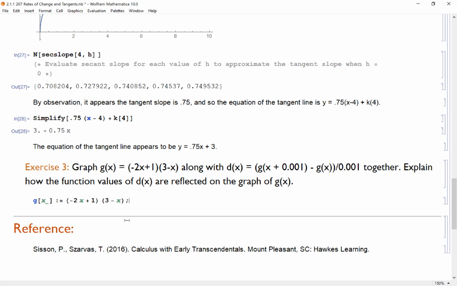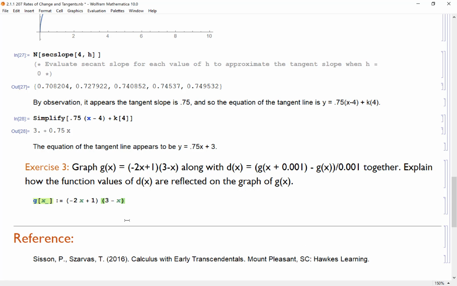All right, and we also want d of x to be, well, it looks like the difference quotient of g. This is the difference quotient with a particular h value plugged in, 0.001. And notice that 0.001 is very close to 0. So this is kind of like a function that for any particular value of x gives you the slope of the tangent line. Let's see what happens when we graph these two things together.